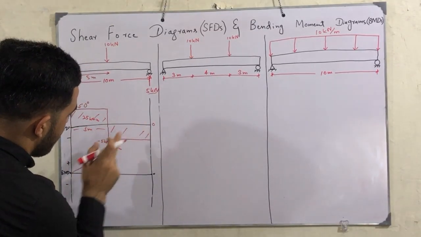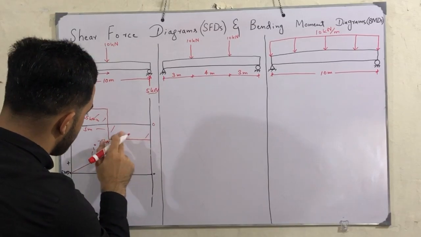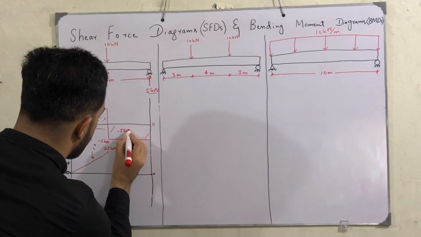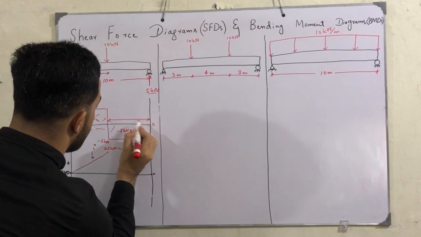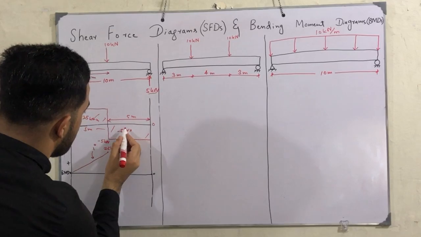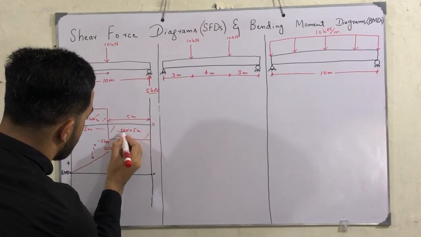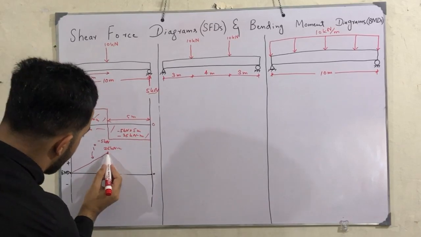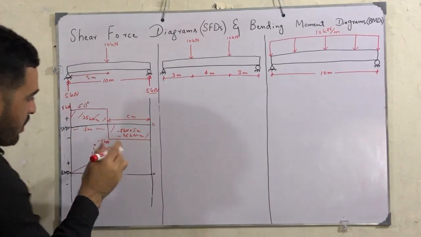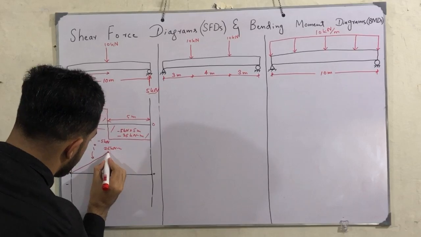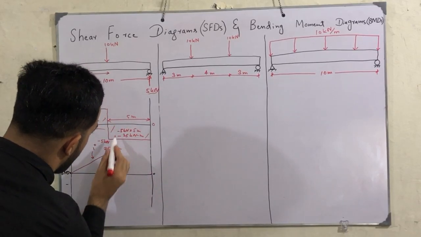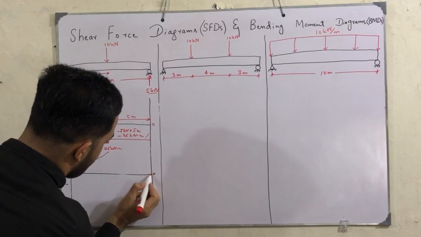So again, from here to here, we have to find this area. This area is again minus 5 kilonewton multiplied by this length. This will give us the area. This is 5 kilonewton multiplied by 5 meters, so it will give us minus 25 kilonewton meter. So again, from this point to this point, we have to go down by 25 kilonewton meter. This is 25, so if we go down, it will become 0.